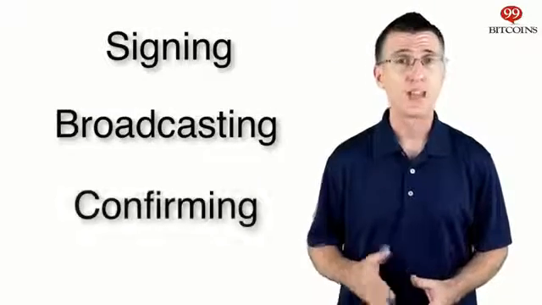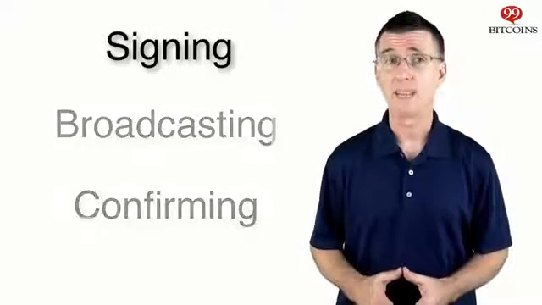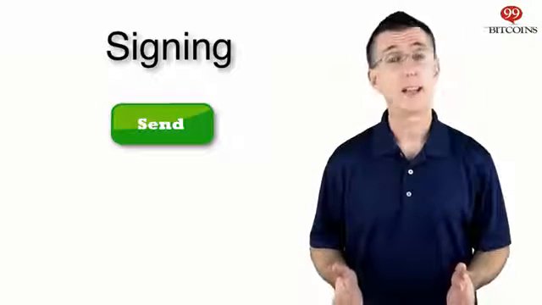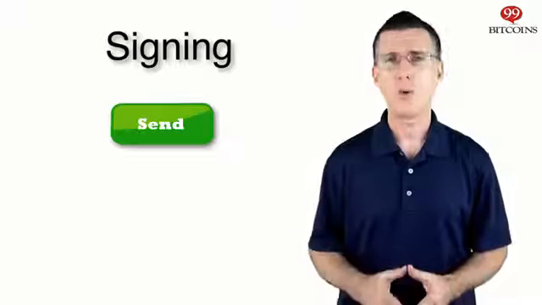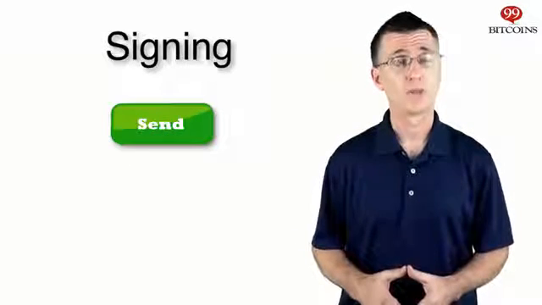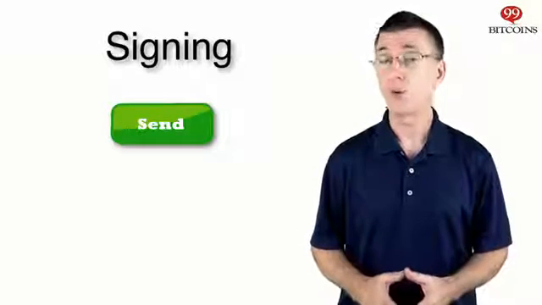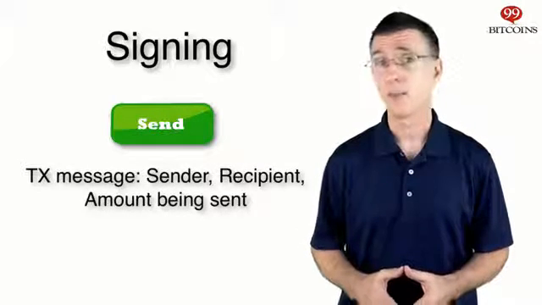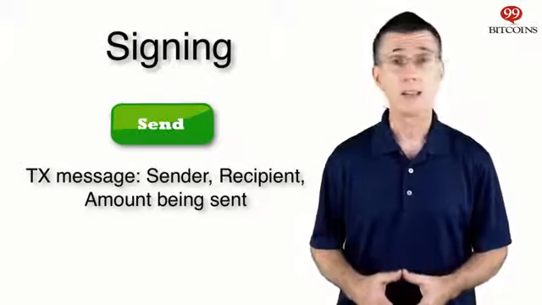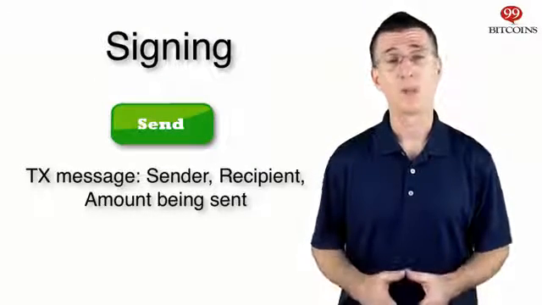So let's get started. The path from send to receive has three parts: signing, broadcasting, and confirming. So let's start with the first part, signing. When I hit the send button in my wallet, what I'm actually doing is telling my wallet, "Hey wallet, I want to send 1 Bitcoin to my friend Steve. Here is Steve's Bitcoin address." The wallet in response creates a transaction message containing information about me, the sender, Steve, the recipient, and the amount being sent, in this case, 1 Bitcoin.